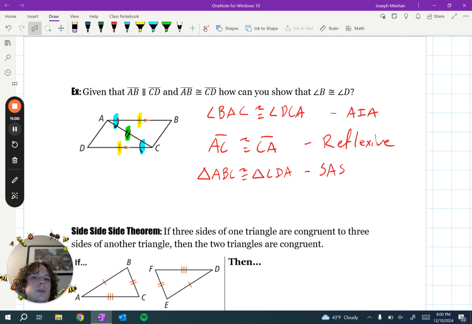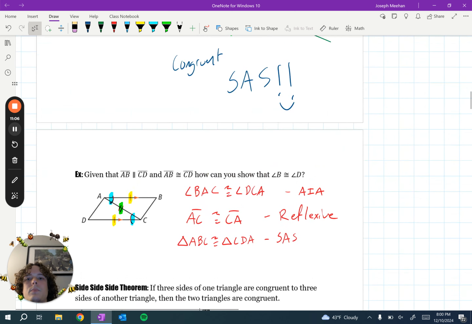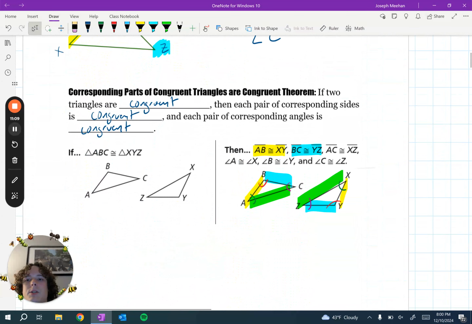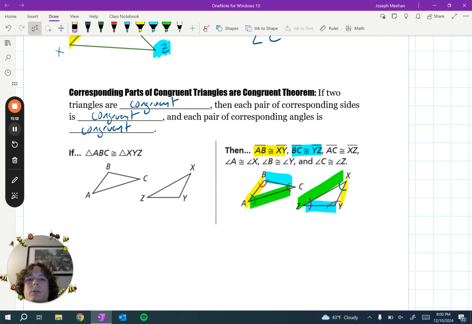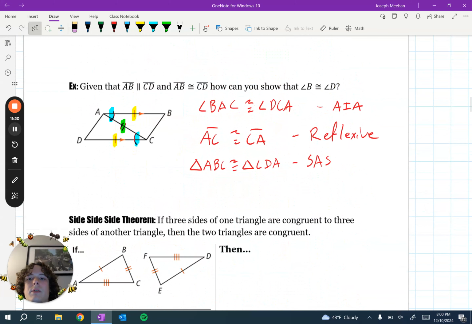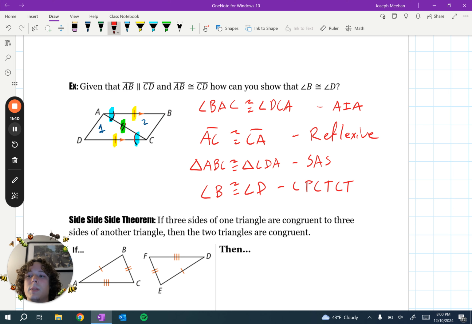But again, that's not what we're trying to figure out here. We're trying to figure out how we can show angle B is congruent to angle D. Well, what we can say here is what we learned in the original page: corresponding parts of congruent triangles are congruent. So if we have two congruent triangles, then any corresponding parts of those two triangles are congruent. And that's exactly what we have here. We have two congruent triangles. We can call them triangle 1 and triangle 2 for short. If those two triangles are congruent, then last step here, we can say angle B is congruent to angle D because of the corresponding parts of congruent triangles are congruent theorem. That's it. I like to say CPCTC.